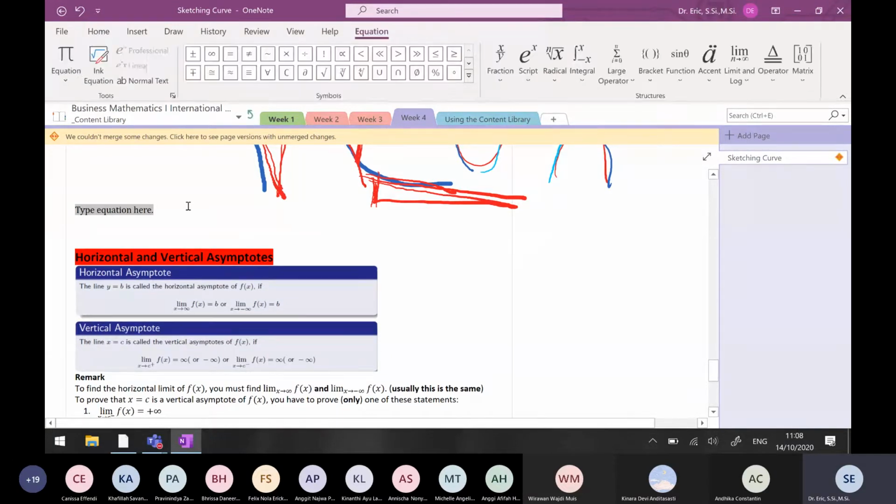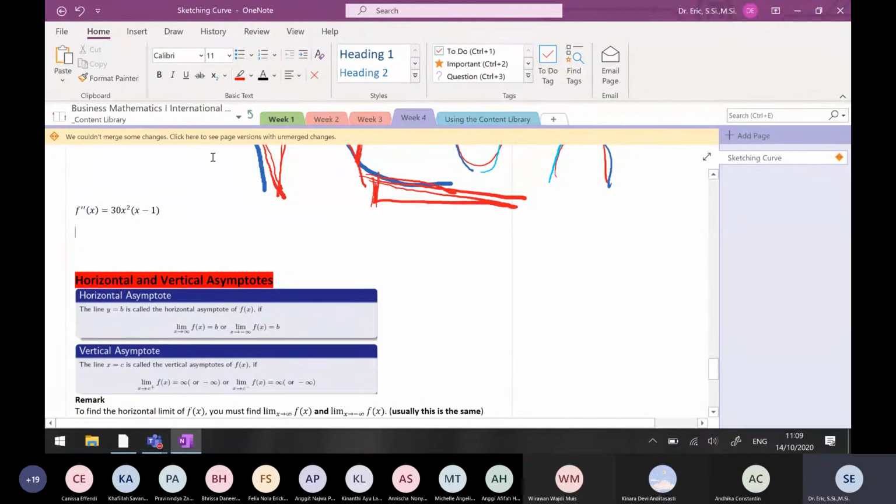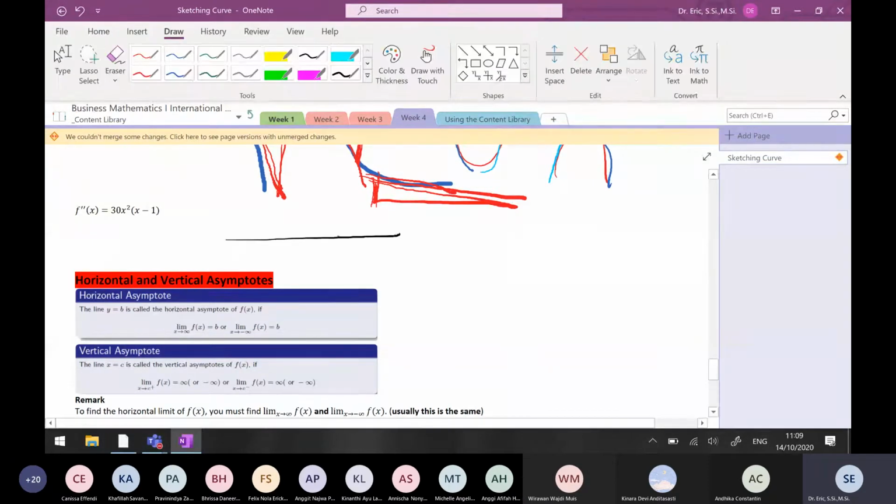I think two days ago you had f prime x is something like this, x squared times a constant, maybe 30, I don't remember, times x minus 1. And you want to find the inflection point here. To find the inflection point, you have to draw the sign diagram first, and it changes sign at the zeros. The zeros are x equals 0 and x equals 1.